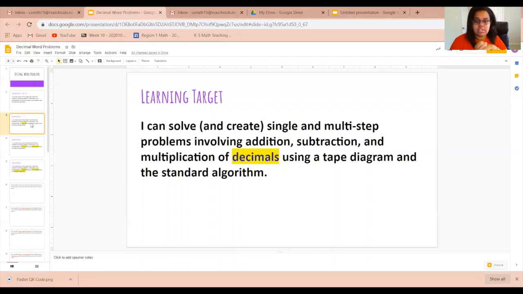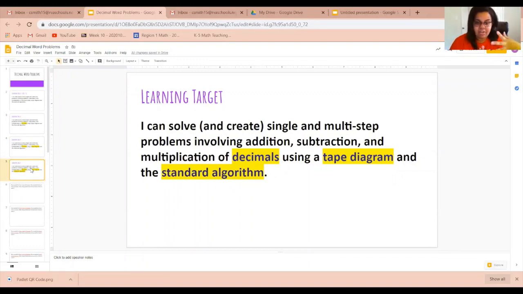The first one I see is decimals. So we're again today going to be working with decimal numbers. The next one I see is tape diagram. Now, some of you may be familiar with a tape diagram and some of you may not. If you're not, that's okay, because that's what we're practicing with today. But a tape diagram is a simple bar drawing that you can use to represent your thinking while solving a word problem.